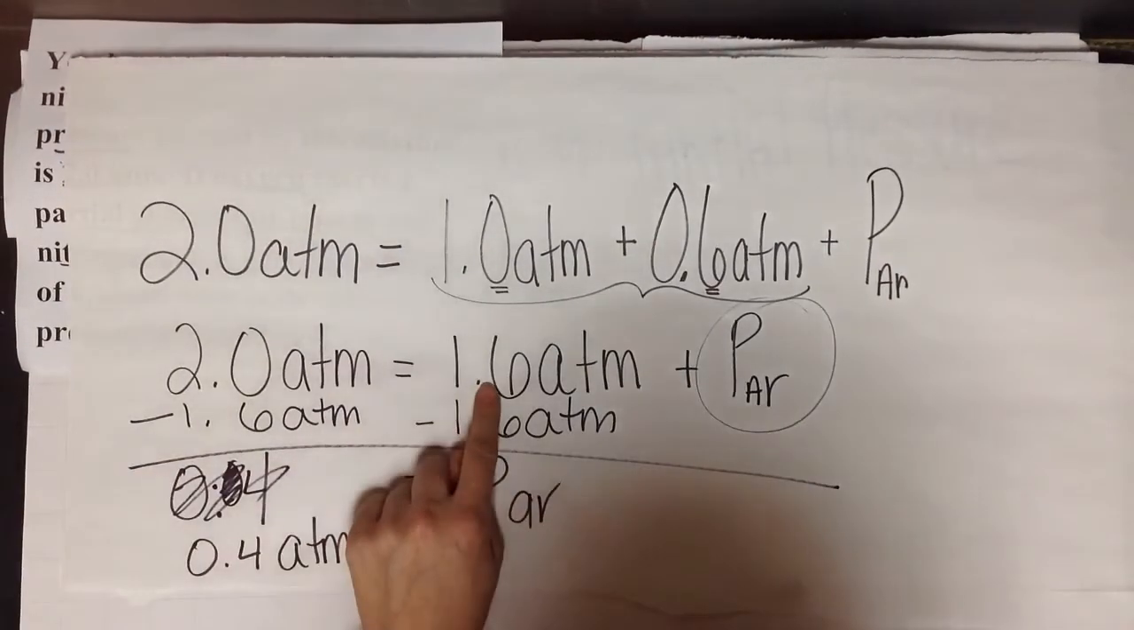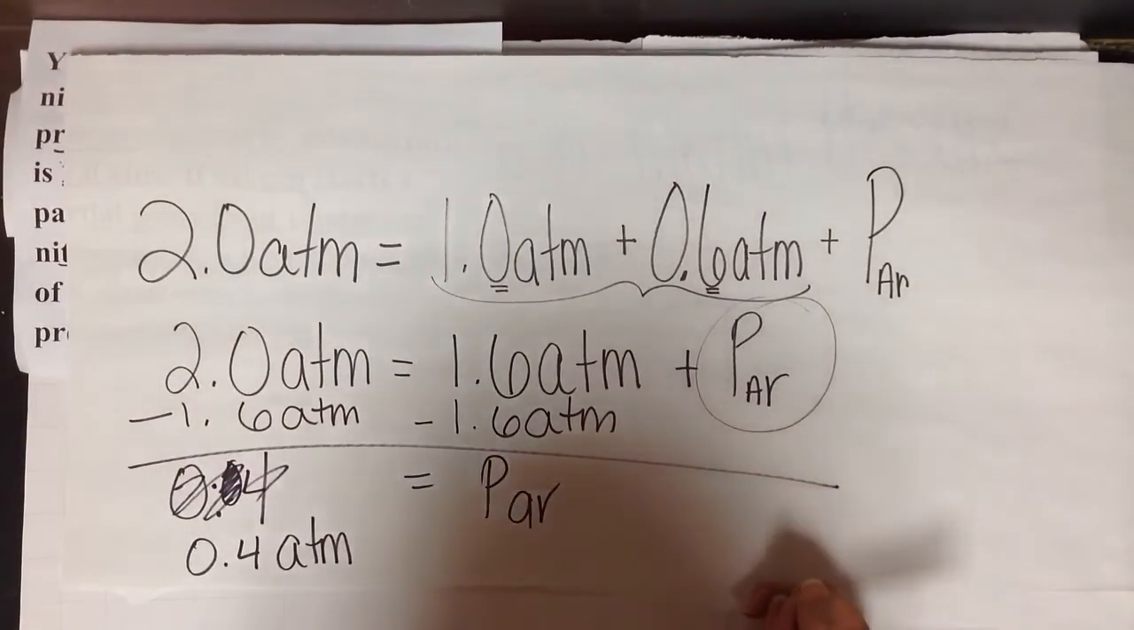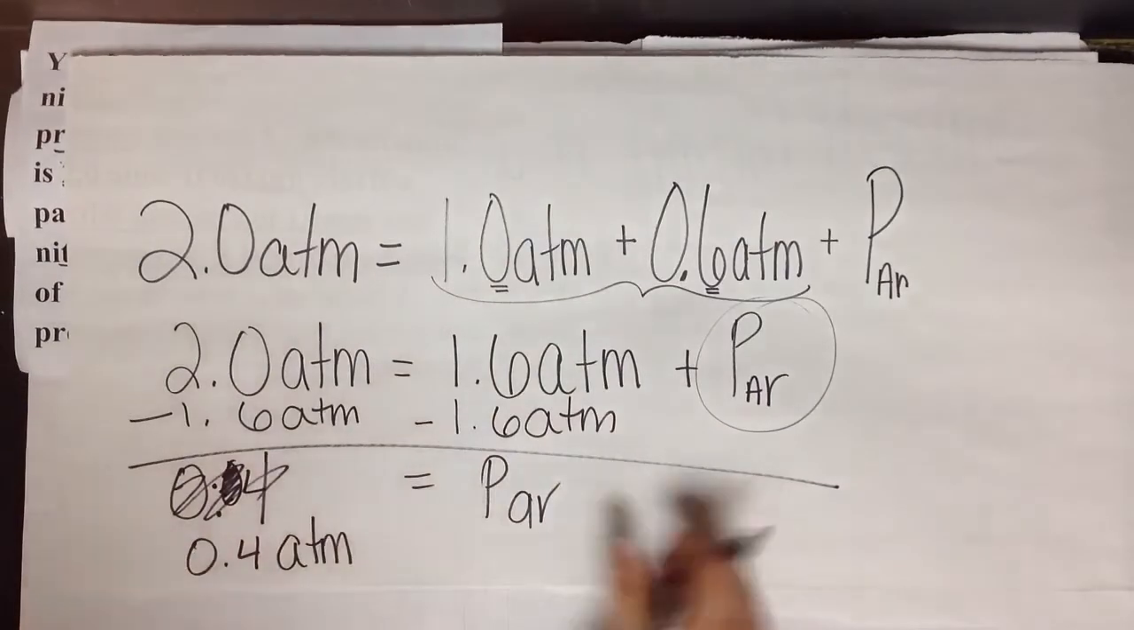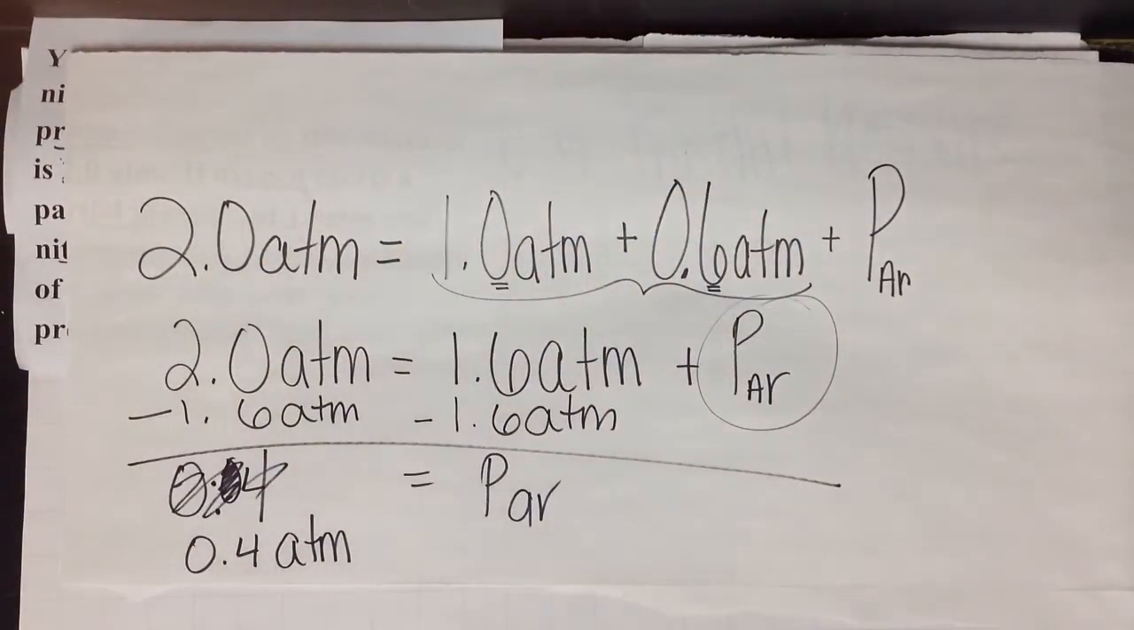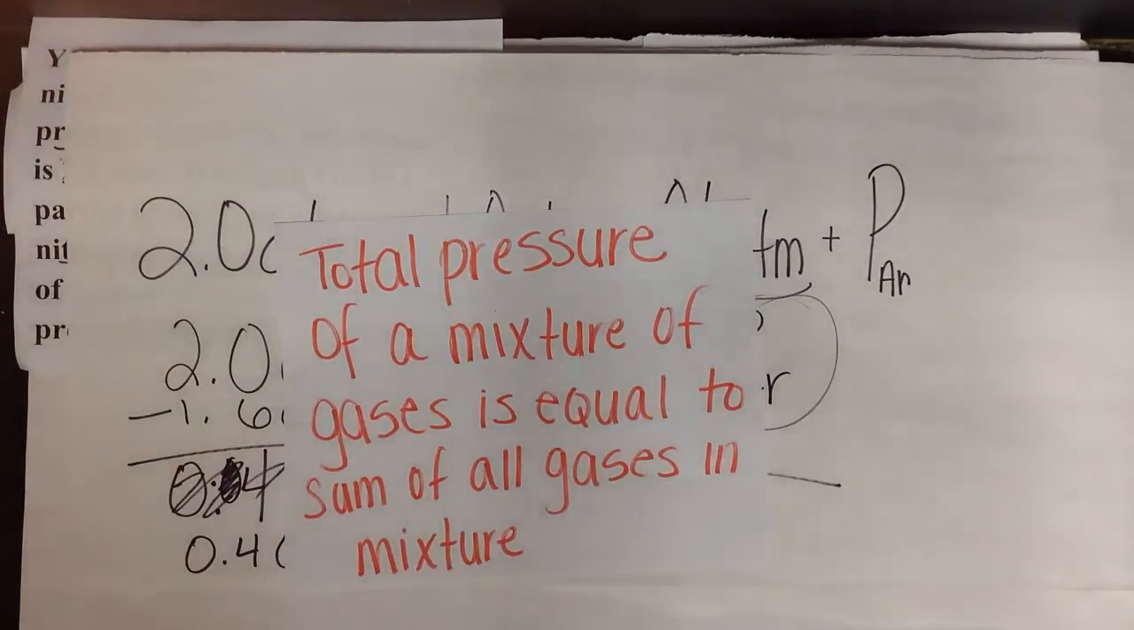So 1.6 plus 0.4 atm gives me the 2.0 atm total pressure of this gas sample. That's it. It's as simple as that. So the total pressure of a mixture of gases is equal to the sum of all the gases in the mixture.